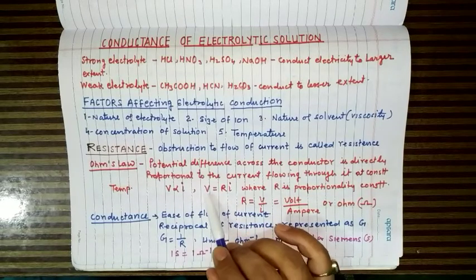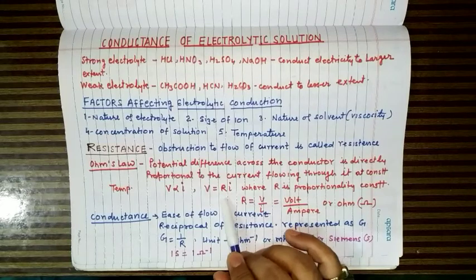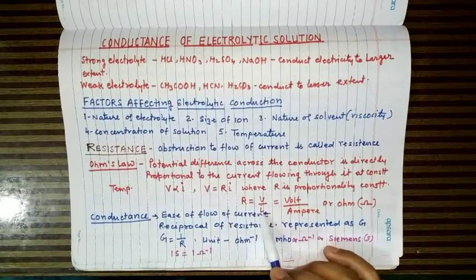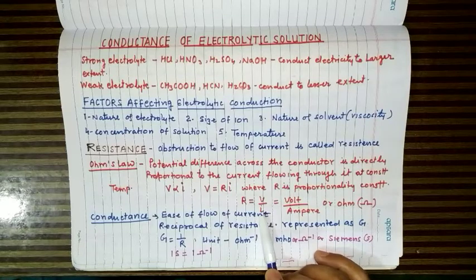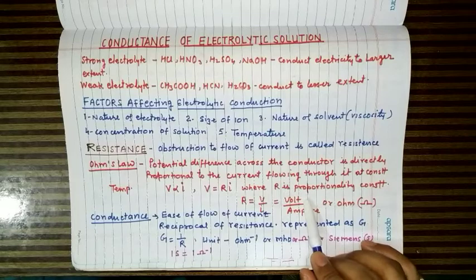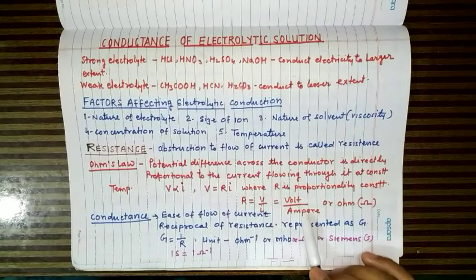So E equals R I, where R is the proportionality constant and it is the ratio of potential difference to the current flowing through the conductor. Its unit: potential difference is measured in volt and current in ampere, so volt per ampere, or ohm.